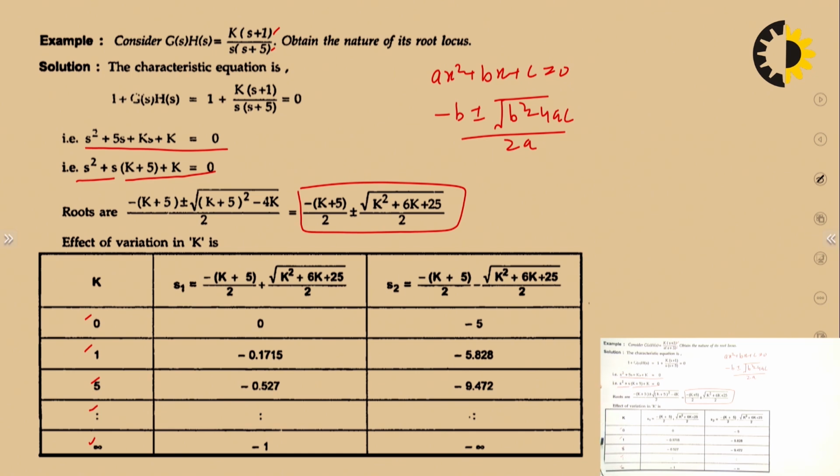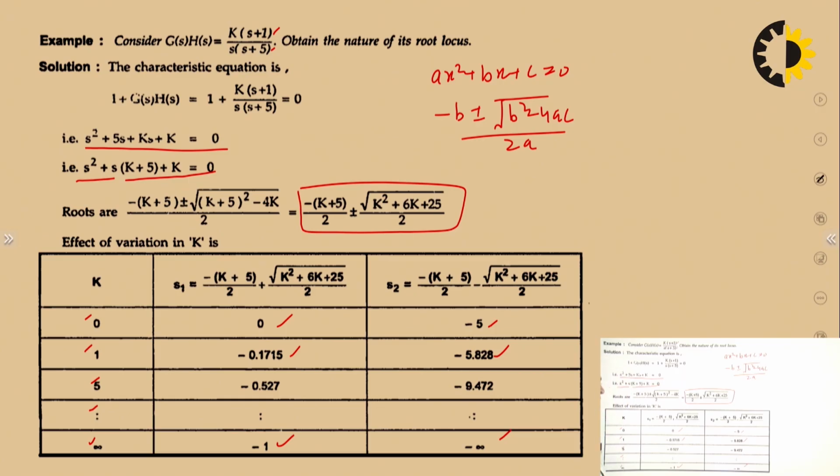Okay, so we have written this. Then we will put the value of k equals 0. Then we can see the value of s for k equals 0: s1 equals 0 and s2 equals minus 5. For k equals 1, it is minus 0.17515 and minus 5.828, and for k equals infinity, this is minus 1 and this is minus infinity.